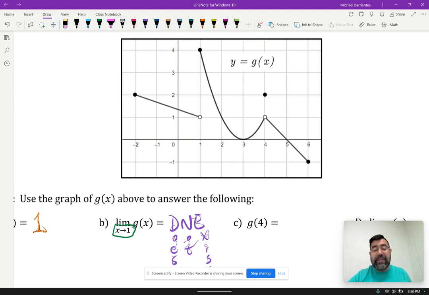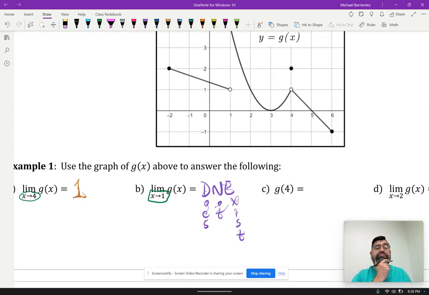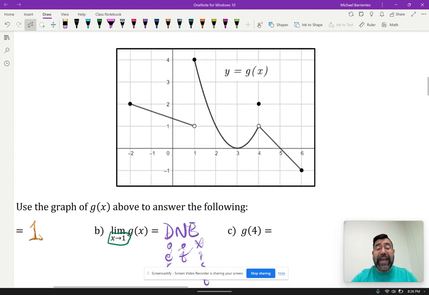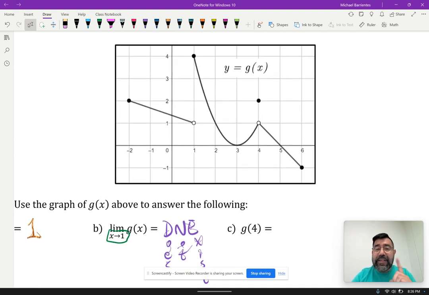What about letter C? What's different about letter C? There's no limit. We're looking for an actual function value. So this is different. This is telling me, I don't care what happens on the left side, on the right side. I care what happens here. And this is where I go looking. Is there a point? Is the function defined somewhere on that x equals 4 line? Is the function defined? Yes.